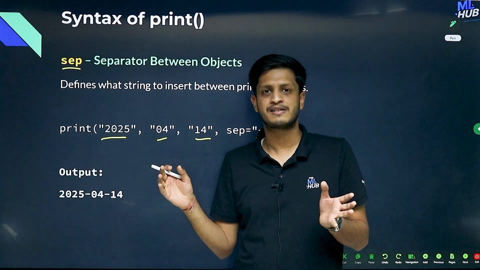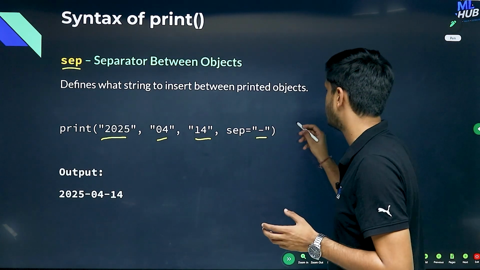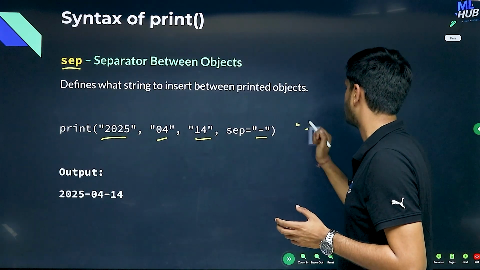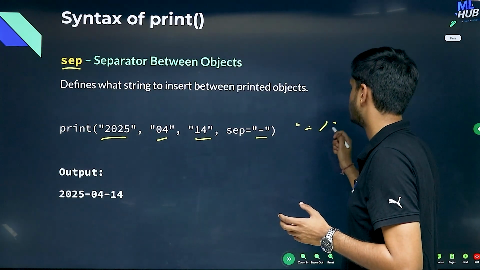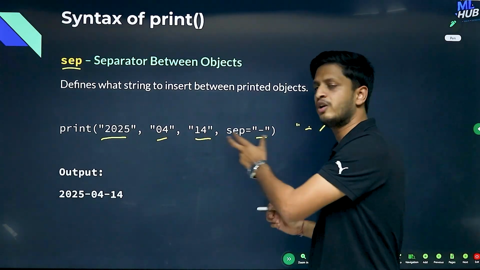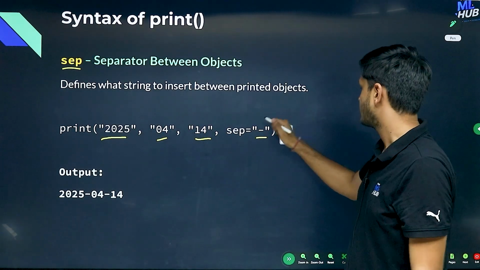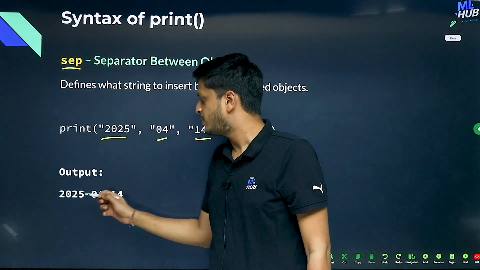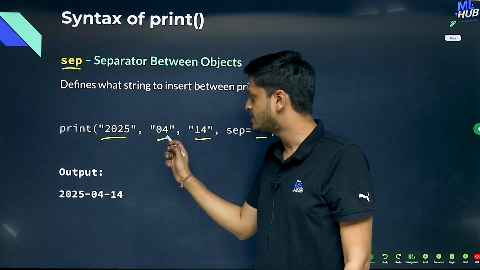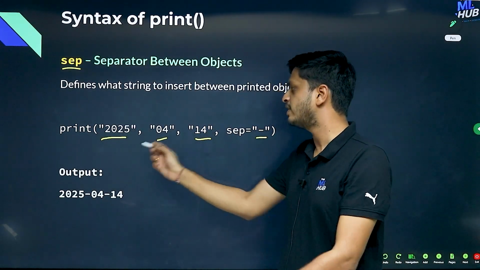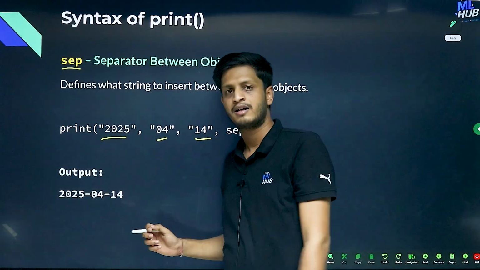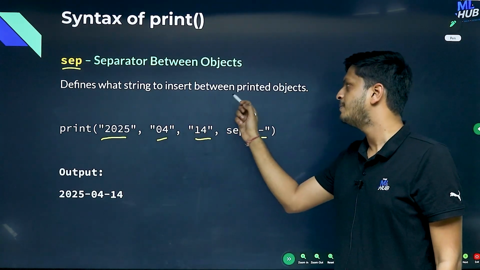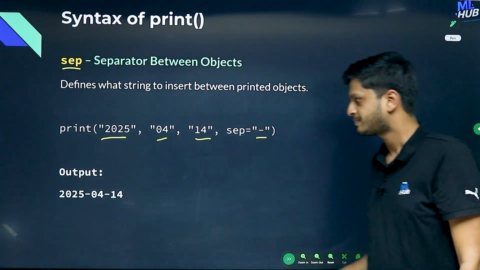I can add multiple things as well. This is a string. I can even add like this, hyphen, space, then I can add another backslash or anything. Then this entire thing will be added between all these values. Okay. In the demo, we will see this in detail. So the output will be 2025, then hyphen, then 04, then hyphen, then 14. So all these values will be separated now by a hyphen. Okay, so it defines what string to insert between the printed objects.